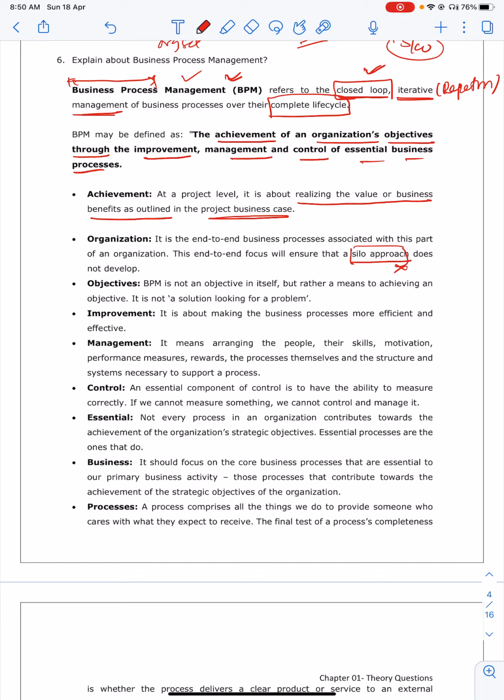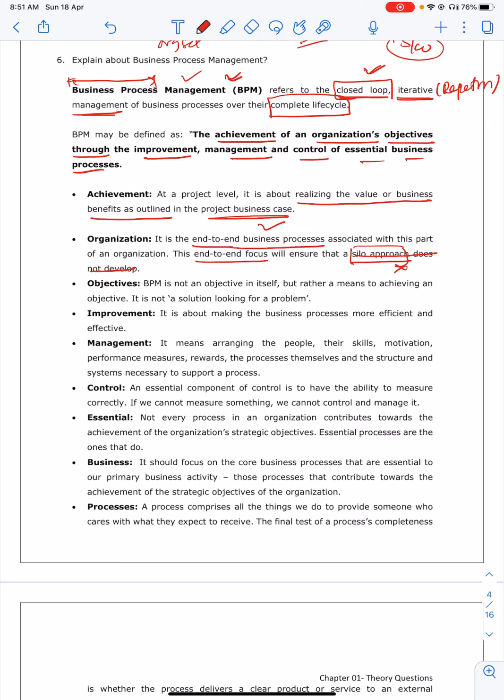That means if a person is working in the accounts department, he'll have only the knowledge of accounts. For example, if a CA is working in a process-oriented approach, then he'll have end-to-end knowledge. How a software is developed from one end to the other, he'll have a definite idea. That is called process orientation. So in business process management, they have an end-to-end business process approach, and this end-to-end focus will ensure that a silo approach does not develop.